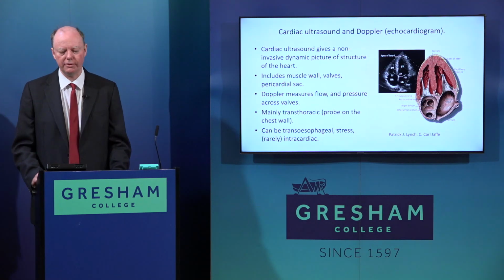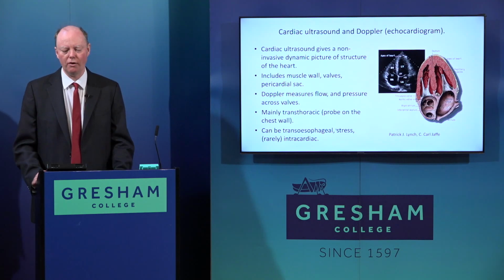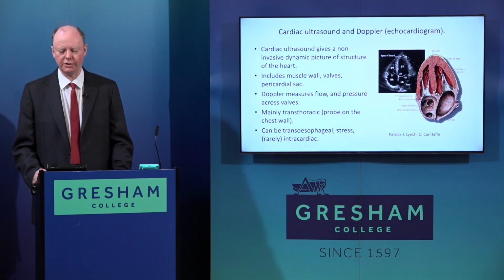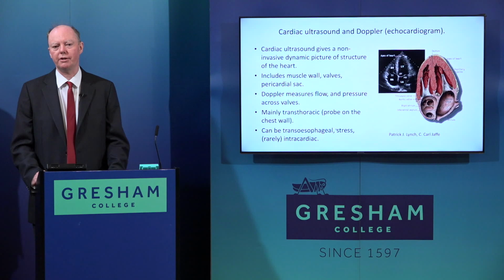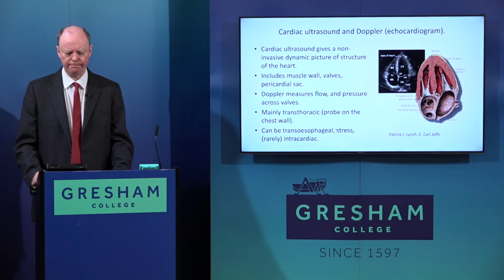And on the right here, you can see a picture of the heart. It looks as if it's upside down in the way that it's oriented, and you can see very clearly the various structures of the heart. And that's what an echocardiogram is doing if it happens to you or a friend or relative of yours.